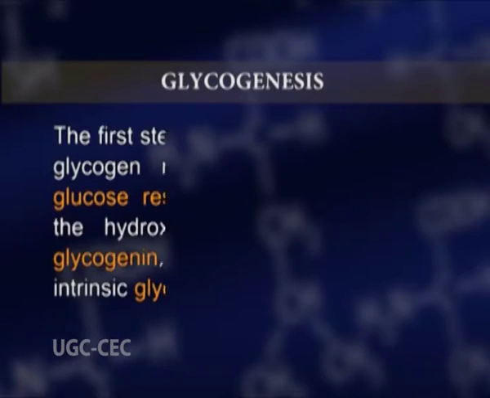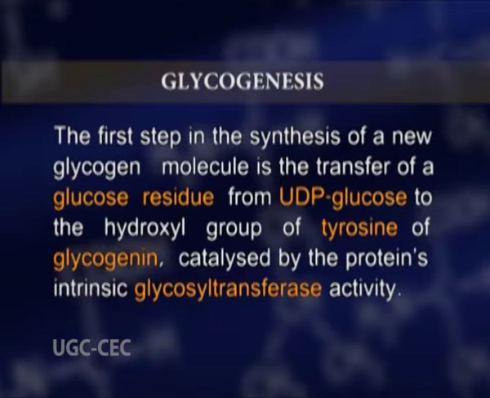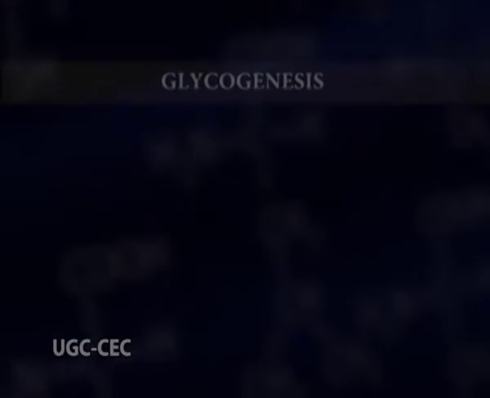The first step in the synthesis of a new glycogen molecule is the transfer of a glucose residue from UDP glucose to the hydroxyl group of tyrosine of glycogenin, catalyzed by the protein's intrinsic glycosyltransferase activity. The nascent chain is extended by the sequential addition of 7 more glucose residues, each derived from UDP glucose. The reactions are catalyzed by the chain-extending activity of glycogenin.